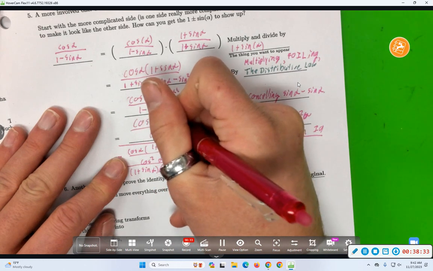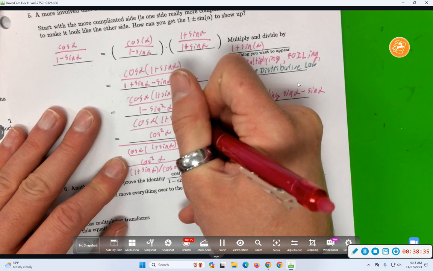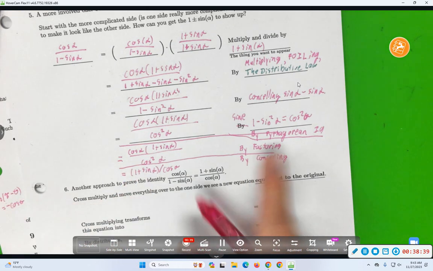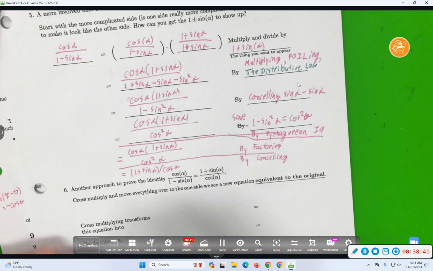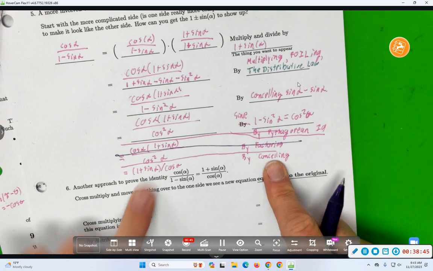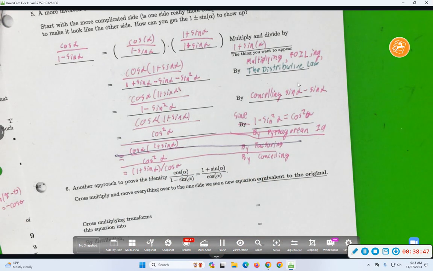Cosine alpha, 1 plus sine alpha. Oh, notice now I don't have to do this factoring anymore. So that step I didn't actually need now, and I can jump straight to the canceling. So at the end of a proof, you should look back through it and see if you can streamline it.